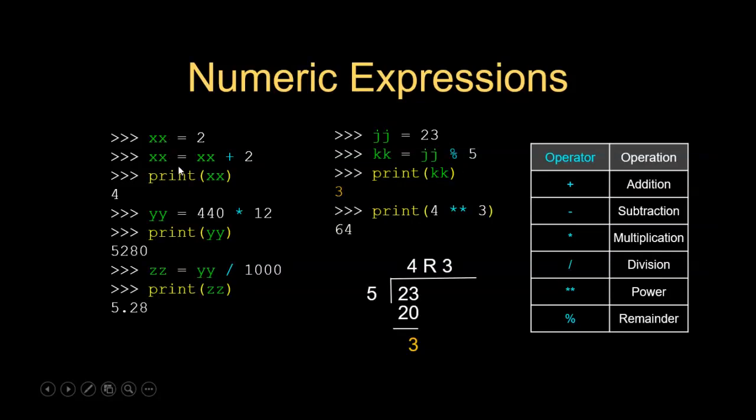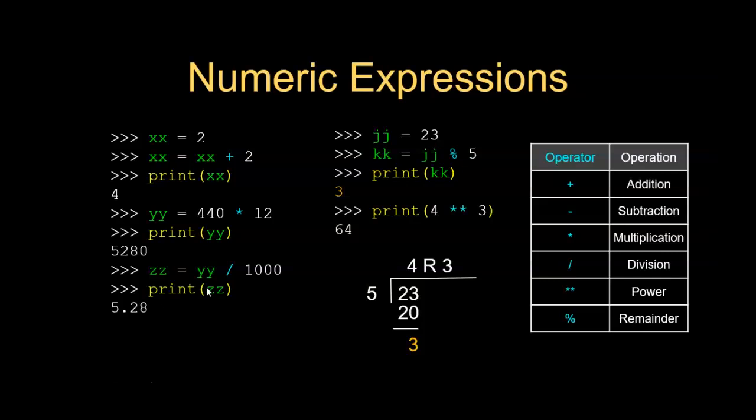X equals 2, X plus 2 equals 4. So we're going to print 4. Again, we made it with an expression. So 440 multiplied by 12 is that. And this is an interesting one to remember. So y is equal to 5,280 divided by 1,000, which gives us 5.28.